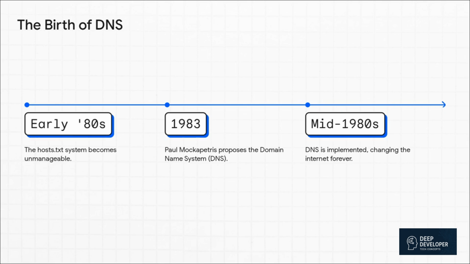Then, in 1983, a computer scientist named Paul Mockapetris proposed this revolutionary idea called the Domain Name System. By the middle of the 80s, it was being rolled out, and this one invention basically paved the way for the internet as we know it.